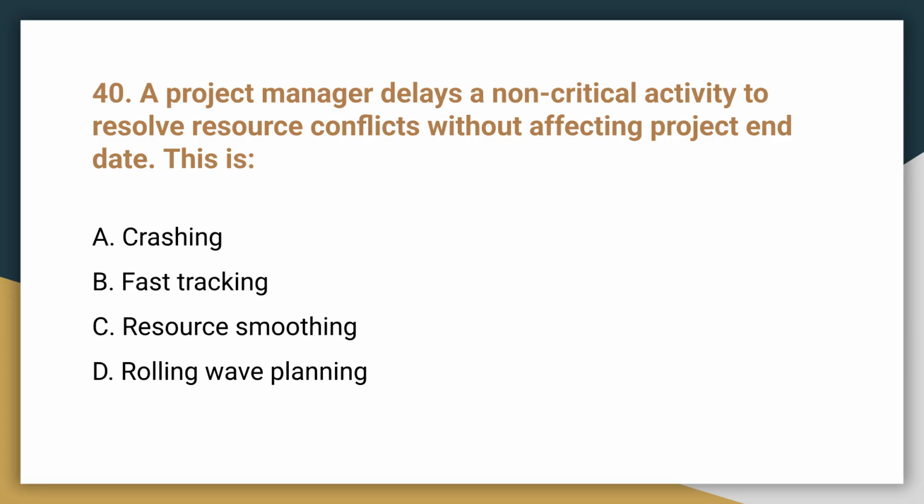Question 40. A project manager delays a non-critical activity to resolve resource conflicts without affecting the project end date. The correct answer is C, resource smoothing. This technique adjusts non-critical activities within their float to level resource usage without changing the project duration.